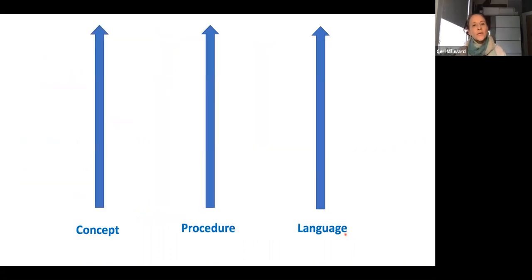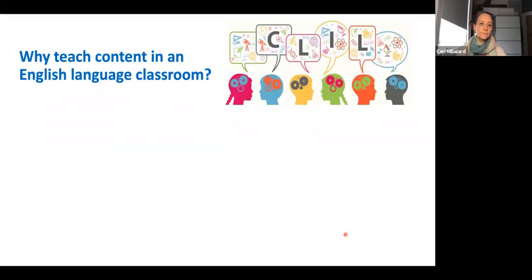So that's why we need to think about balancing our lessons. So our lesson should look like this, or maybe like this, balancing the concept, the activities, and the language used. Okay, so now we have looked a little bit at what CLIL is. But let's think about the advantages of using CLIL in an English language classroom. So think about this question: why teach content in an English language classroom?